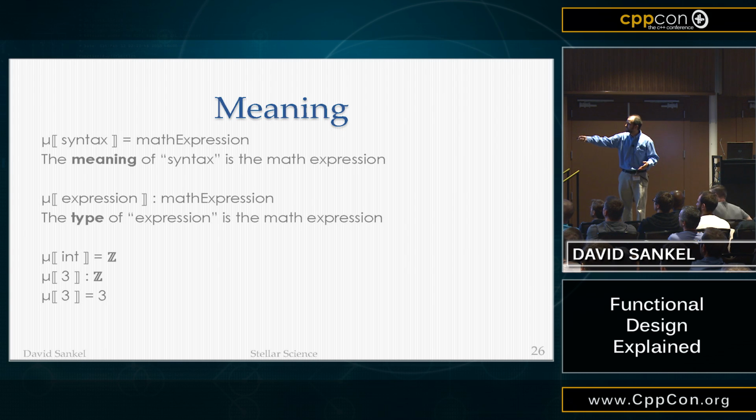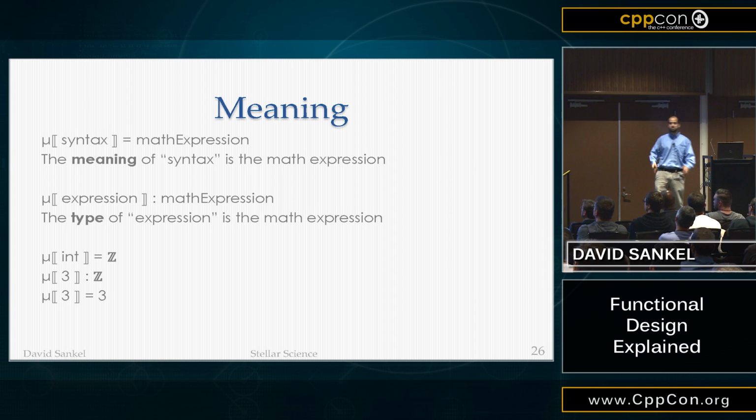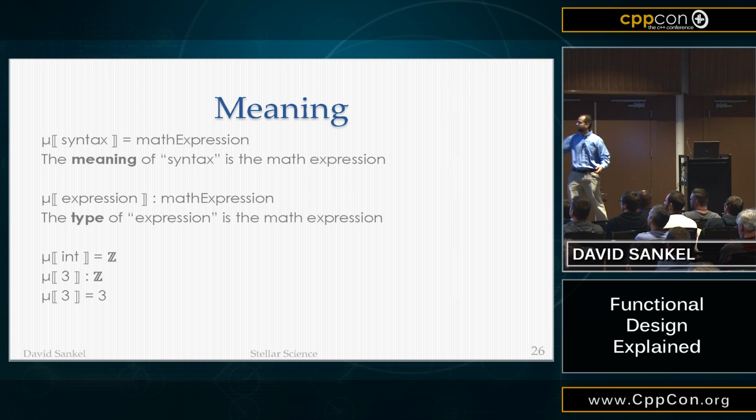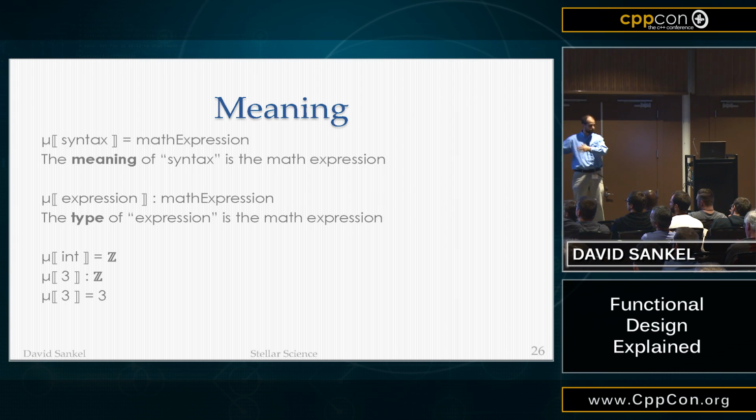So in the case of int, this isn't a C++ expression, right? This is a type. So we use the equal sign to say that this is equal to Z. So Z is the mathematical representation of the integers. Okay, so we're saying the meaning of int is the integers. And then the type of the meaning of 3 is the integers, but the value of the meaning of 3 is 3 in the mathematical sense of 3.